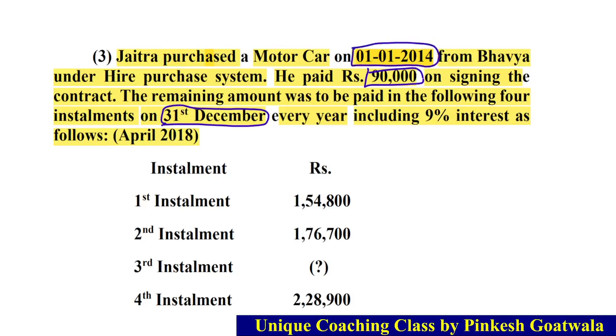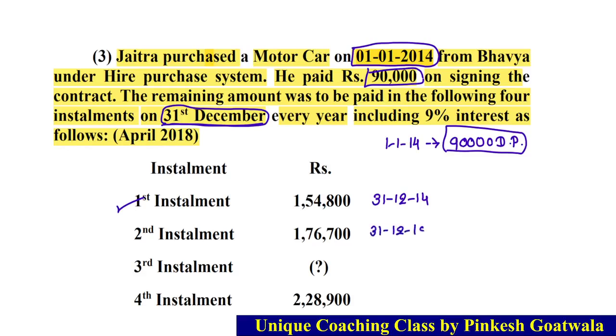1st January 14. Okay. So here you can see that they purchased on 1/1/14, right? And on that date they paid down payment 90,000. Down payment કેટલું આપ્યું? 90,000 આપ્યું એ દિવસે, right? Down payment was given 90,000 and 31st December every year installment pay કરે છે. તો first installment જે આપેલો છે, okay, 1,54,800. When it was paid, 31st December 14, right? Date of installment. Then next 31st December 15, here 31st December 16, and here 31st December 17.